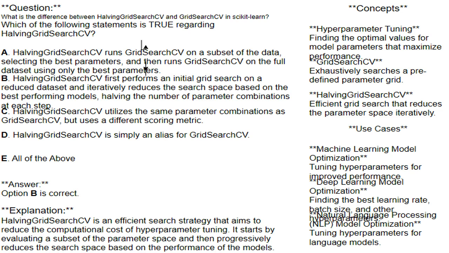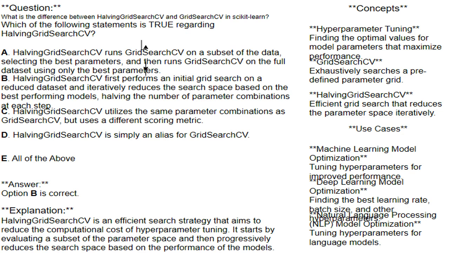A. Having grid search CV runs grid search CV on a subset of the data, selecting the best parameters, and then runs grid search CV on the full dataset using only the best parameters. Incorrect. Having grid search CV does not perform grid search CV on the full dataset after selecting the best parameters from a subset. It iteratively reduces the search space based on performance, halving the parameter combinations at each step.